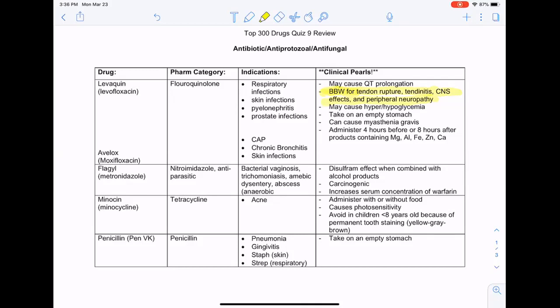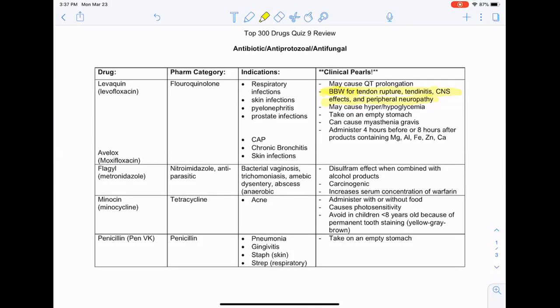Peripheral neuropathy, I'm sure you guys are familiar with this again, but I'll go over it just a little bit. Neuropathy is like the loss of feeling or a weird tingly sensation in mostly the hands and feet. So we think about this with diabetes.